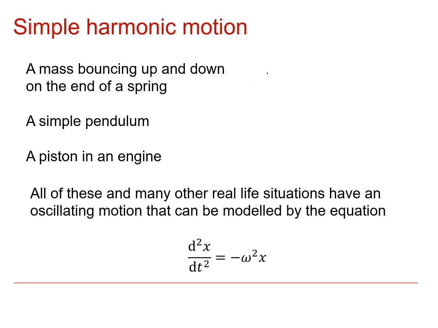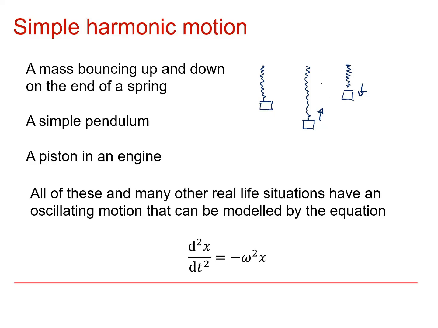Simple harmonic motion occurs in a number of places. You might see it with a mass bouncing up and down on the end of a spring. If you imagine a spring with a mass hanging on the end of it, and you pull that mass downwards and let it go, then the mass will bounce back up until it's above where it started, and then it will start to fall back down again. This up and down oscillating motion is an example of simple harmonic motion.